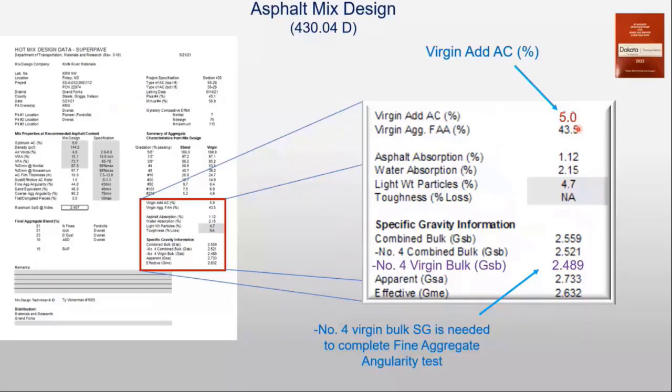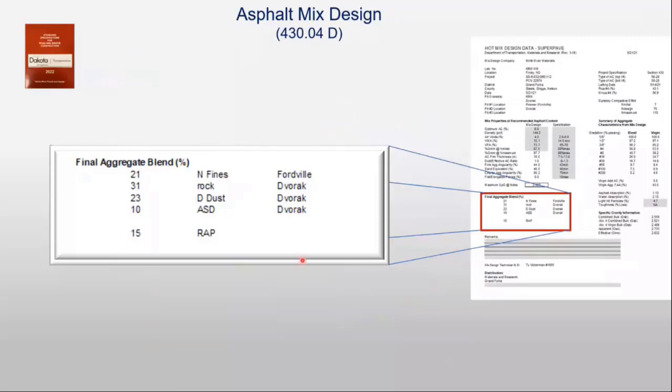Another thing you want to get is some of the specific gravity information here to start with, so you can do some of your physical property testing with it. These are the blends that are used, and it's a good thing to make sure these are the blends they're going to start with. If not, then you need to communicate with someone to find out why we're not starting at these. Here we have all the different components: some dust, rock, natural fines. We also have our recycled asphalt pavement, which is 15% of the mix.